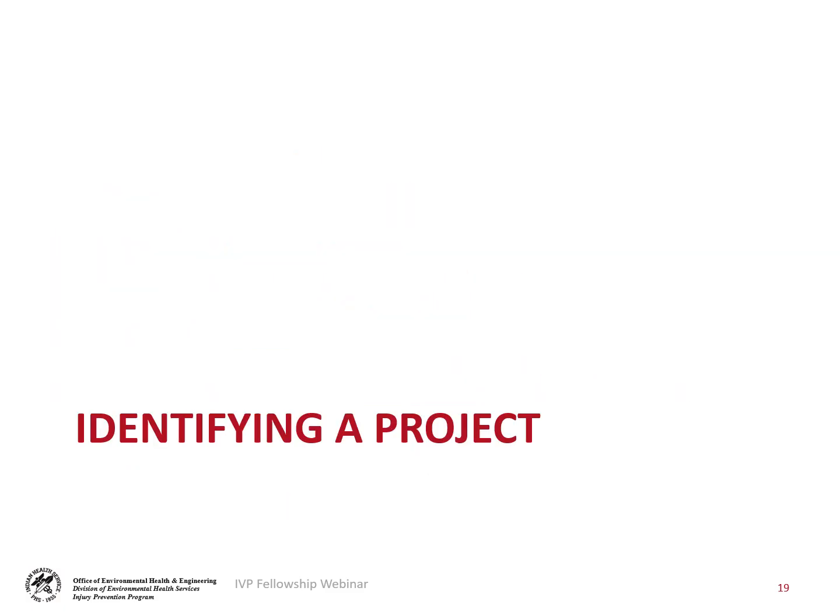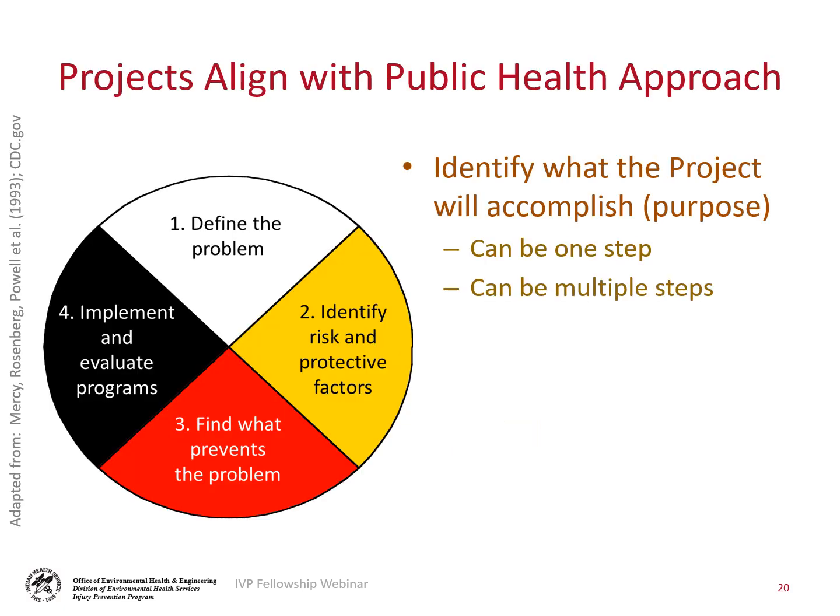Now let's explore how to identify a project idea so it can be part of your fellowship application. A fellowship project should align with one or more of the 4 steps in the public health approach. The image on this slide shows the 4 steps of the public health approach which has been emphasized in the IHS IVP courses. We will describe how your project should be aligned with at least one of these steps.